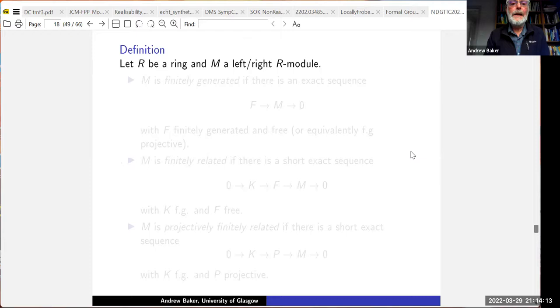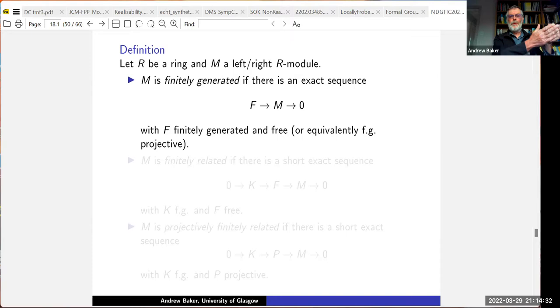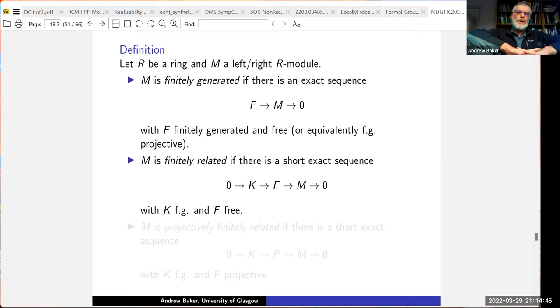Right. So let me tell you some of my thought processes that I went through trying to come up with something here. Let me just remind you of some basic definitions which work for any ring. Firstly, we have the idea of a finitely generated module. This is something with a surjection from a finitely generated free module, or equivalently finitely generated projective. It doesn't really matter. There's another condition which in Lam's book is called finitely related. I think some people unfortunately use this to mean also finitely generated, which I'm not insisting on. So what does finitely related mean?